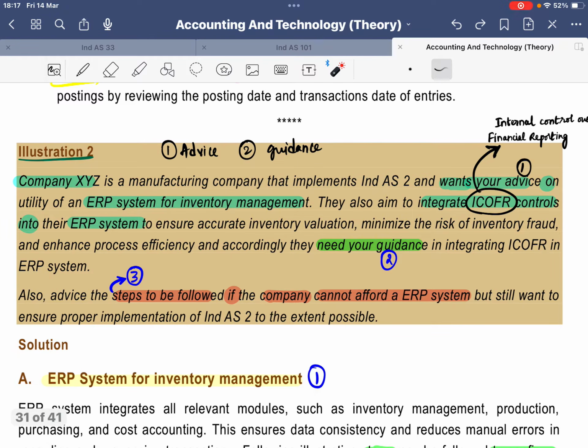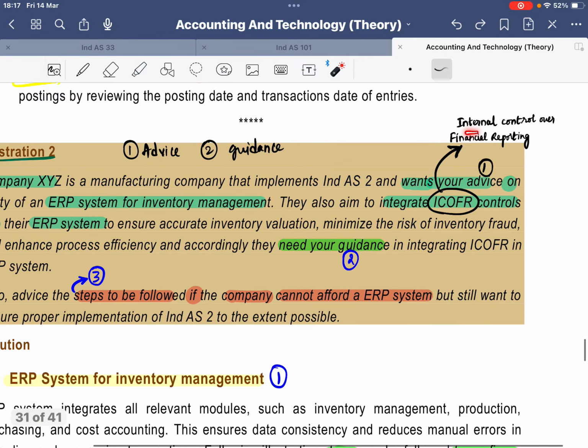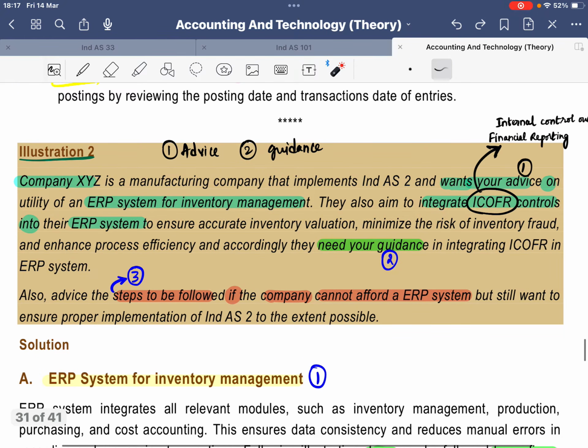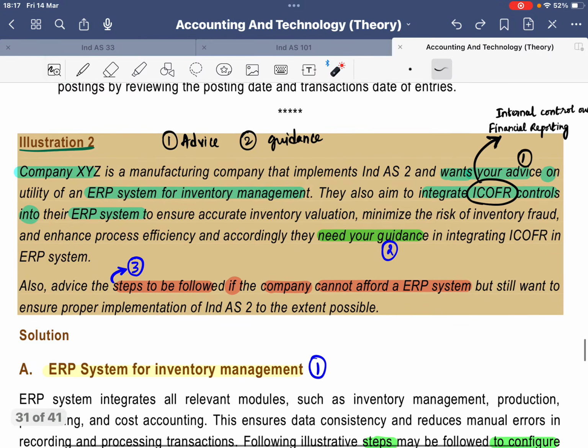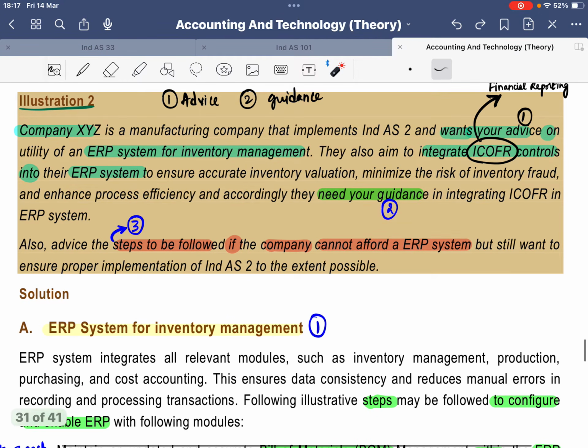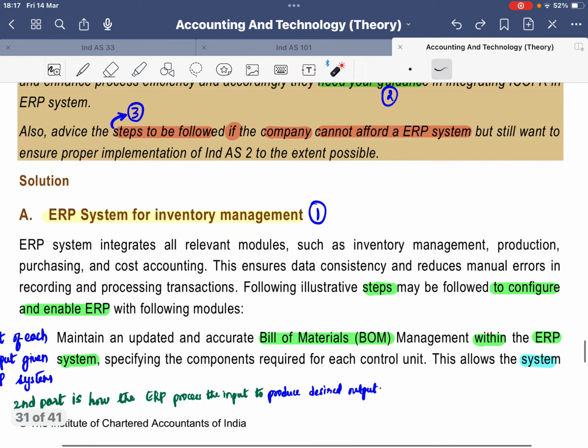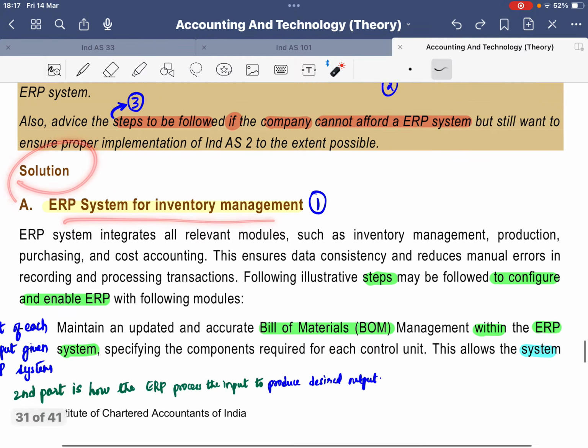Company XYZ Limited wants your advice on an ERP system for inventory management. Integrate ICOFR controls. ICOFR means internal control over financial reporting controls in the ERP system. Need your guidance on steps to be followed if the company cannot afford an ERP system. Solution. ERP system for inventory management.